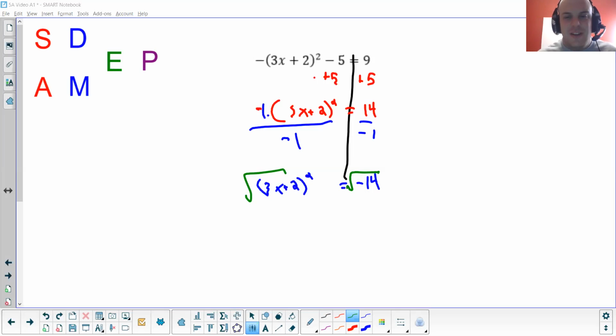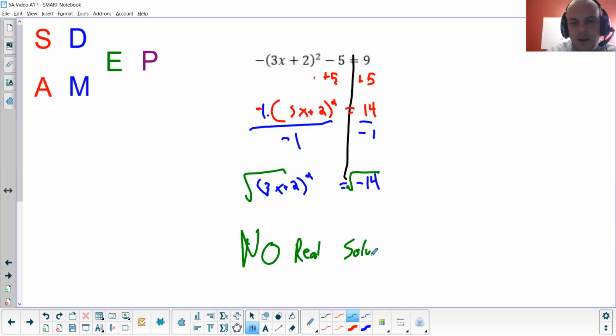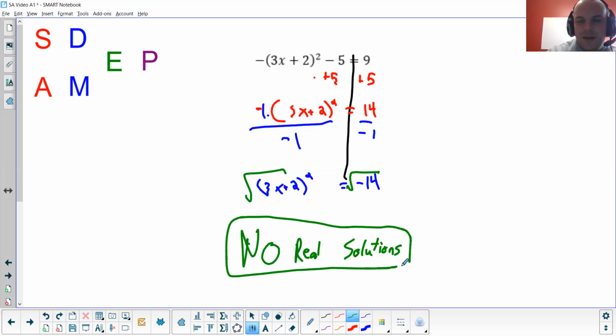So if you were to actually look at this, you can tell me there are no real solutions. But Mr. Knezek, shouldn't you just say no solutions? Let's not go there. We're just going to say there's no solutions. You can say no real solutions, but there's a way to kind of do these, but that's algebra 2. We'll get to those another time.